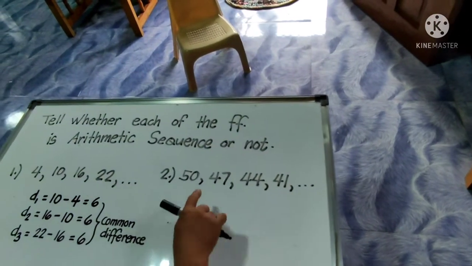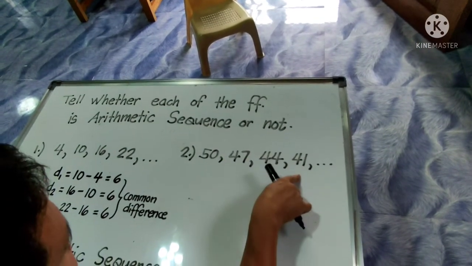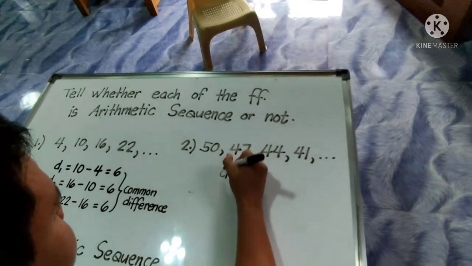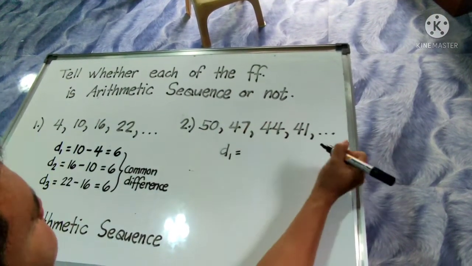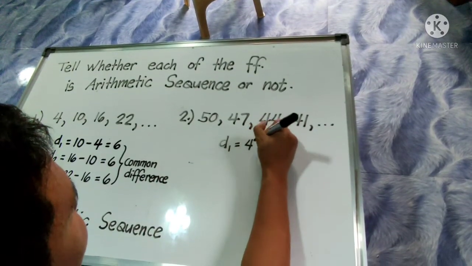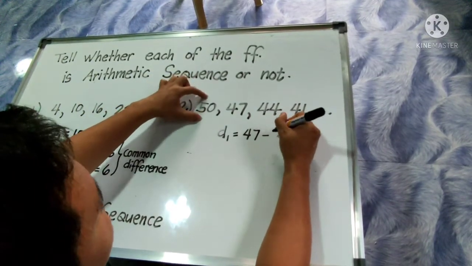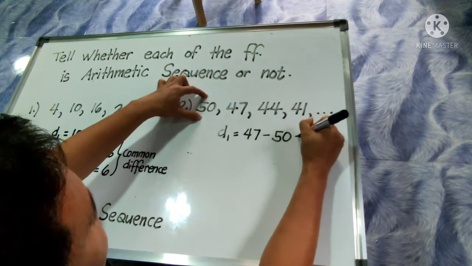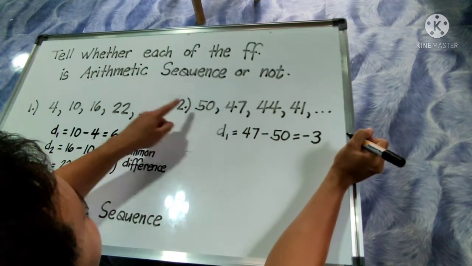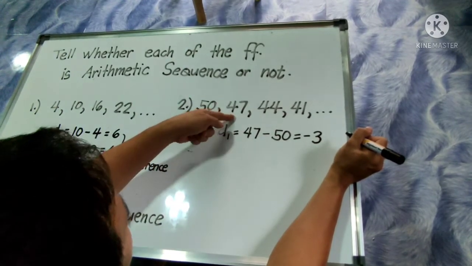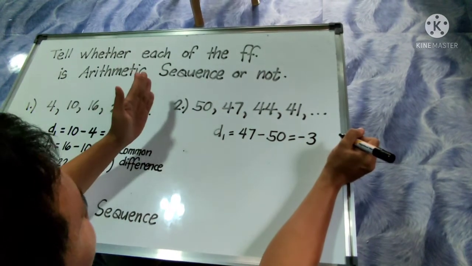Second example: 50, 47, 44, and 41. What is our d sub 1? Our d sub 1 is 47 minus 50, so it should be the present minus the previous, equals negative 3. The usual mistake of students is they will have 50 minus 47, 47 minus 44. That's very wrong.